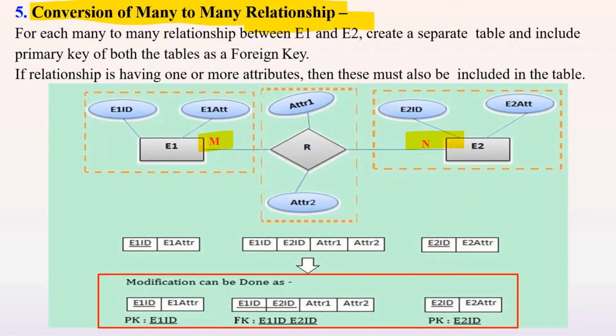Okay, so for such cases, just create three tables, one for E1, second for E2, and third for the relation R. So this is a very simple conversion. We are just going with the entities tables and the relationship table, and the relationship table is going to include the primary key of both participating entities, and this will form the composite key of the relation table. Individually they are foreign keys. So E1 ID is a foreign key here, E2 ID is a foreign key here, but combined they form the primary key of this relationship table.